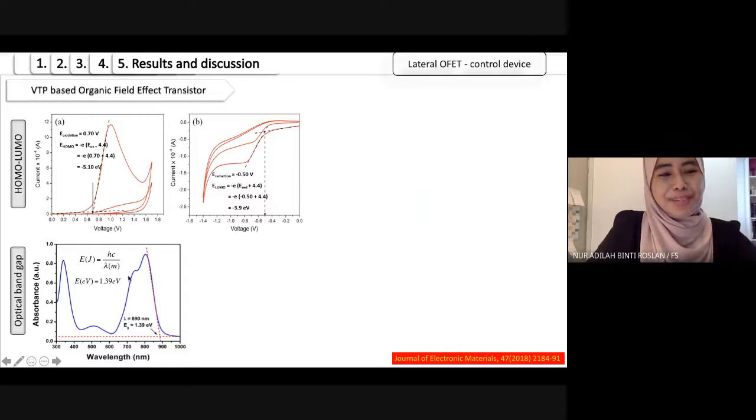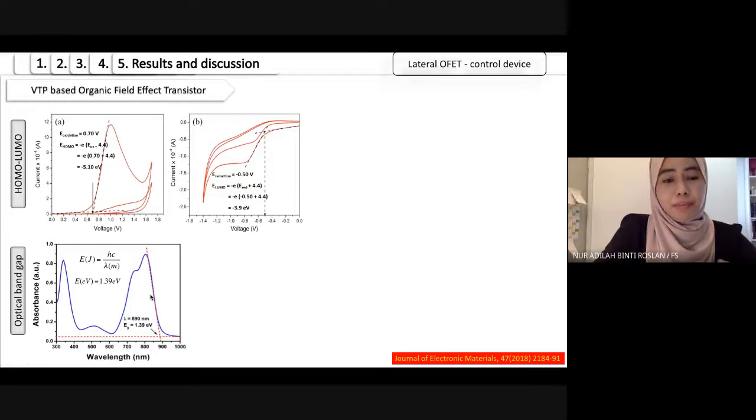So to calculate the energy band gap, I use the absorption spectrum, and this is what the absorption spectrum of the VTP looks like. Alright, so I use this equation to calculate the band gap, and I take the onset value, or I extrapolate from the highest peak here, and I plug into this equation, and I get the value of energy band gap as 1.4 electron volt.